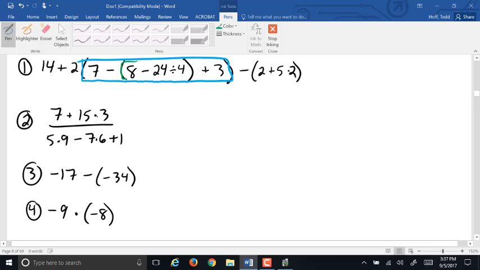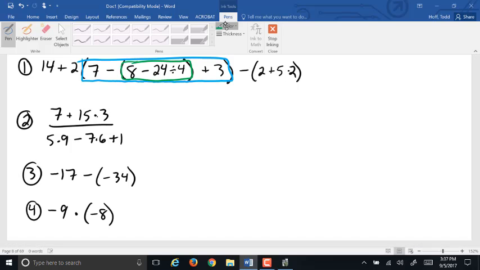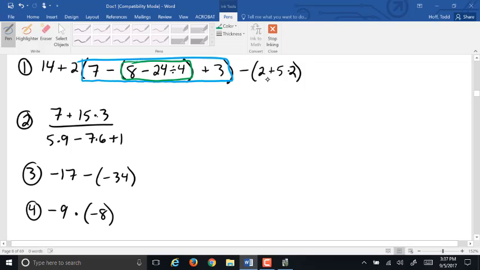We've got another parentheses, more enclosing symbols. So we're going to work in there. In there, what do we have to do first? The division. 24 divided by 4, which is, careful, 6. There we go.